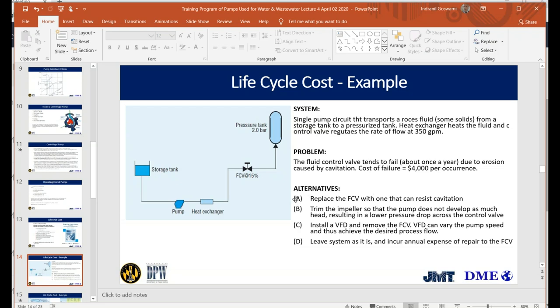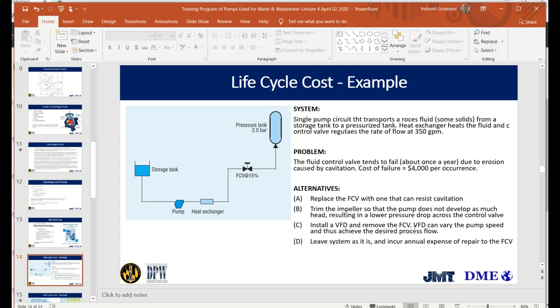So the alternatives here are: A, replace the flow control valve with one that can resist cavitation, right? The problem would go away at the expense of probably a fairly major expenditure. B is trim the impeller so that the pump does not develop as much head, resulting in lower pressure drop across the control valve. That will affect your operational costs most likely.